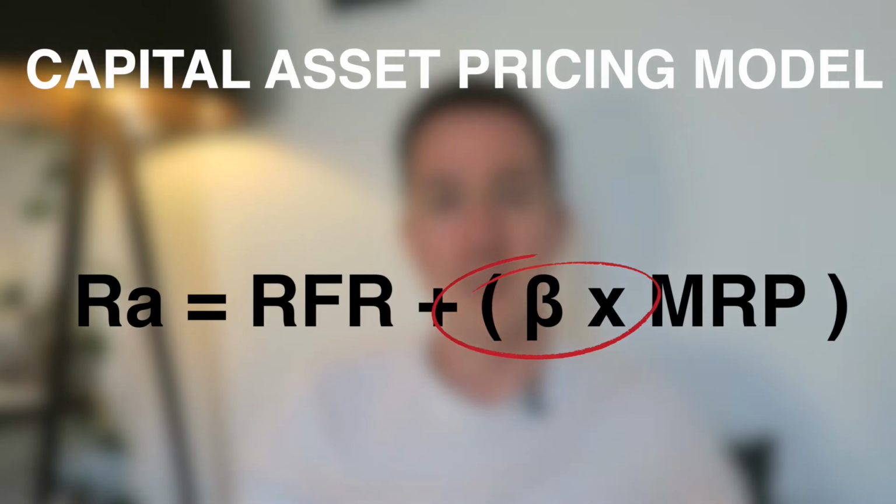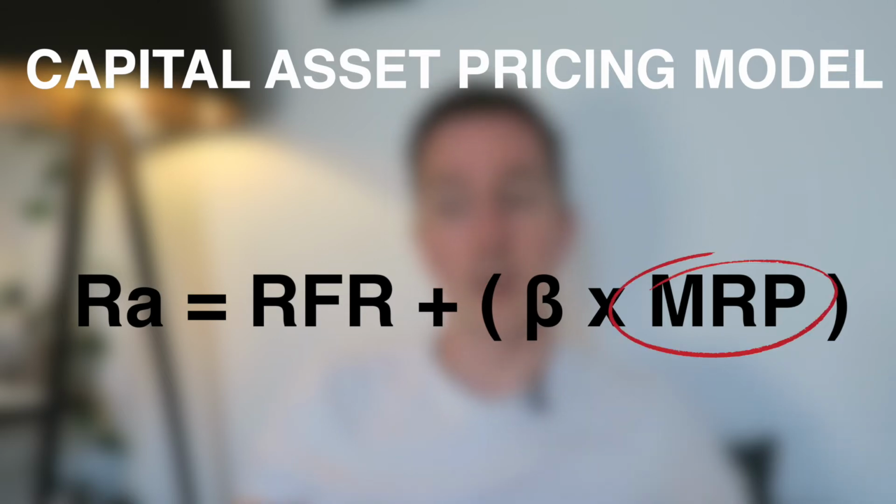B, or beta, is the perceived volatility of that specific stock versus the stock market. A beta of 1 means the stock moves in line with the stock market. So if the stock market goes up 10%, that stock would go up 10%. A beta of greater than 1 would be a stock that went up by more than 10%. And a beta of less than 1 is one that's less volatile than the market. If the stock market went up or down by 10%, that share would go up or down by less than 10%. And MRP is the market risk premium.